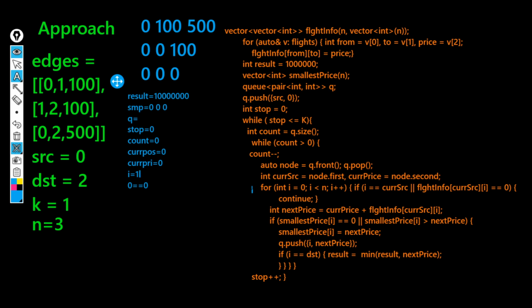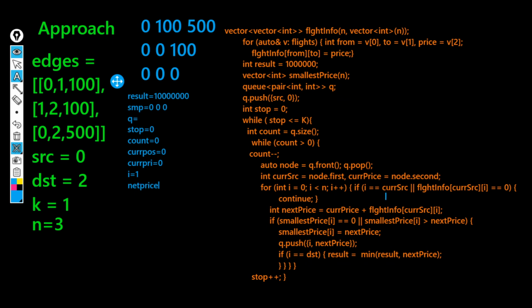Now here i will be equal to 1, so 1 is not equal to 0. Now the second condition will be compared, because the or operator is there. The second condition is that the flight info index, suppose in this case 0, 1, is equal to 0. Here it is 100, so the condition will not become true. Both conditions are false, so it will not go into this part. Now what is the next step? A value is initialized which is next price.